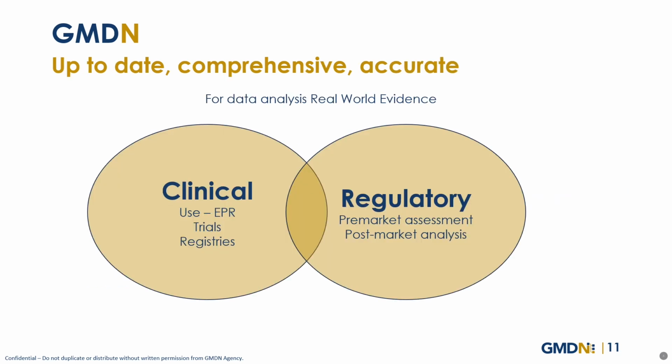So data maintenance of the nomenclature and the evolution of the GMDN is necessary to keep it up to date, comprehensive and accurate, so that it provides a powerful tool for data analysis in real world evidence, the amalgamation of clinical and regulatory data environments.